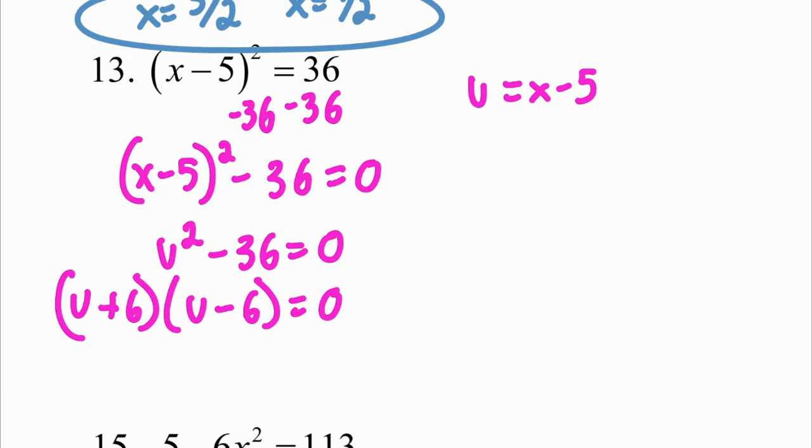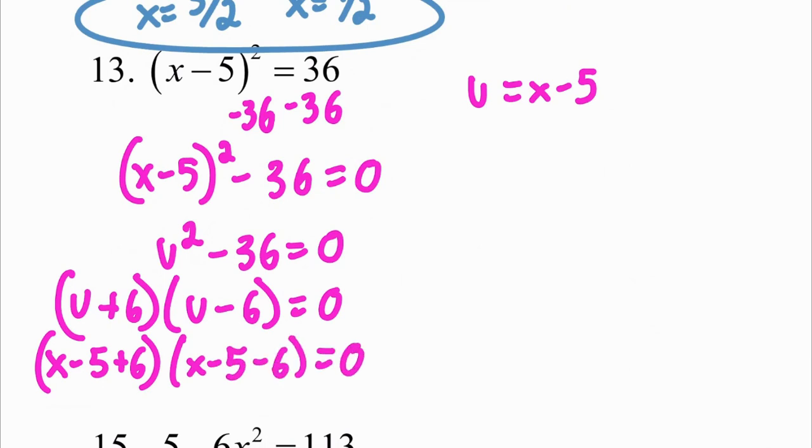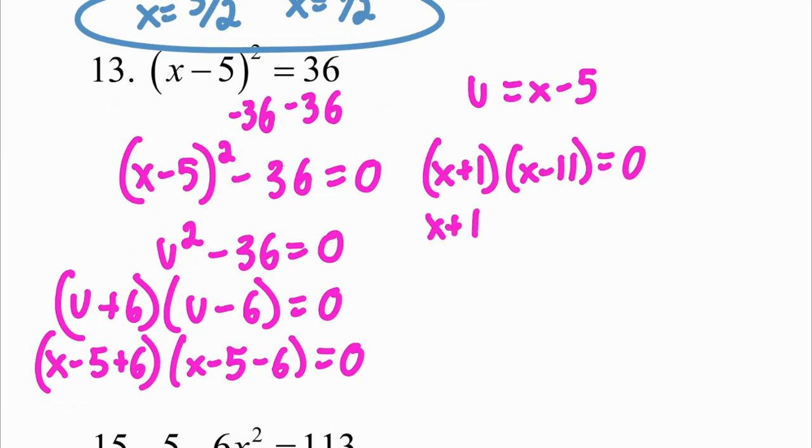And then we substitute U back in. So that's going to give us x minus 5 plus 6 and x minus 5 minus 6. We will simplify those. It'll become x plus 1 and x minus 11. And when we solve each of those, our two answers are going to be negative 1 and a positive 11.